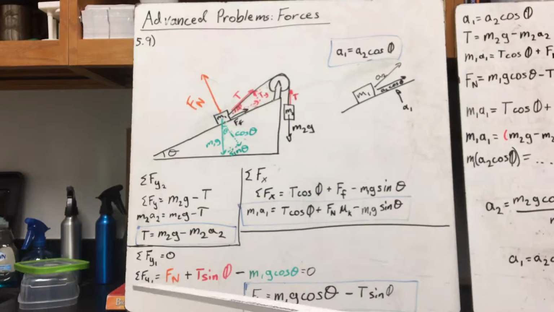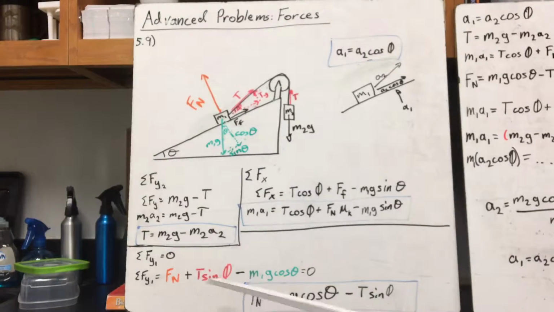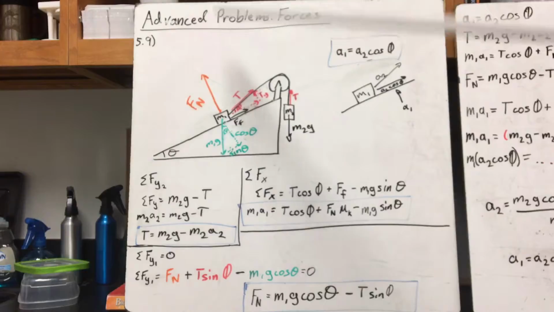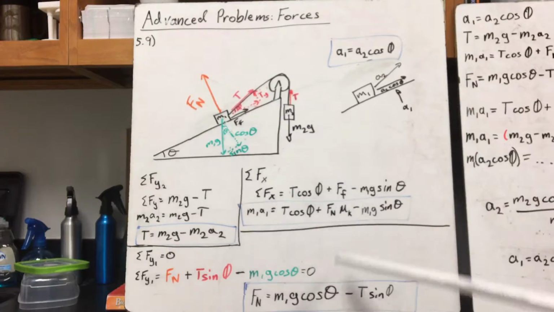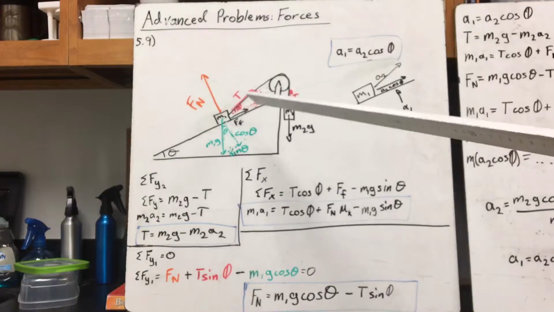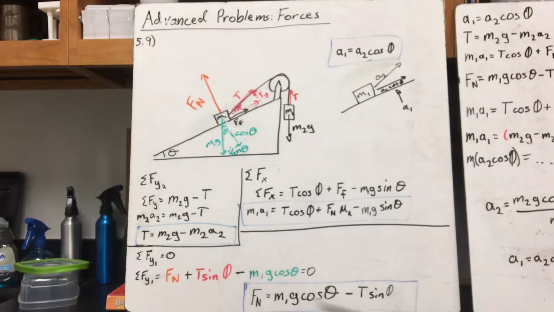Now for the net force in the y direction of m1, I used color just so you could see it clearer: the normal force going up and the tension sine phi also going up. So you're adding them, minus m1g cosine theta. This equals 0 because m1 isn't flying up or going into the incline. And now we get the expression for the normal force. So these are the 4 expressions you're going to need for this next part.